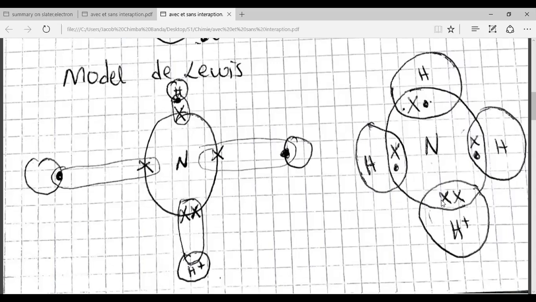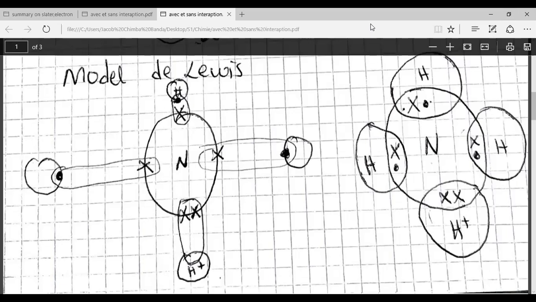But in the Lewis model, you just use the element and the electrons in the outermost shell. That's what you do for the Lewis model, basically.